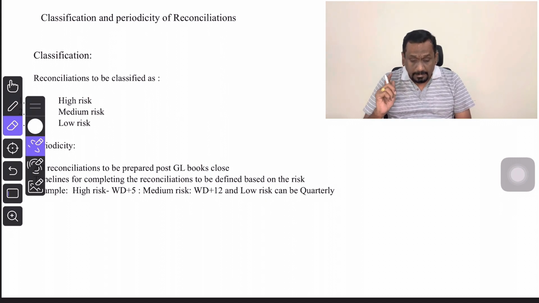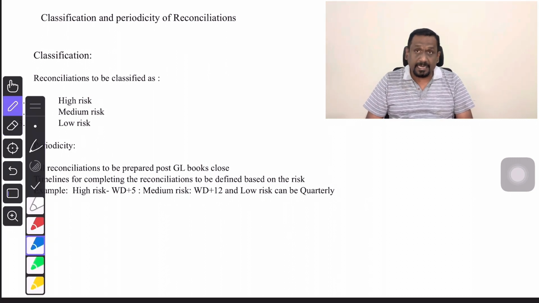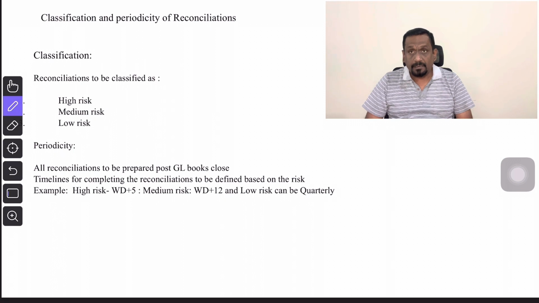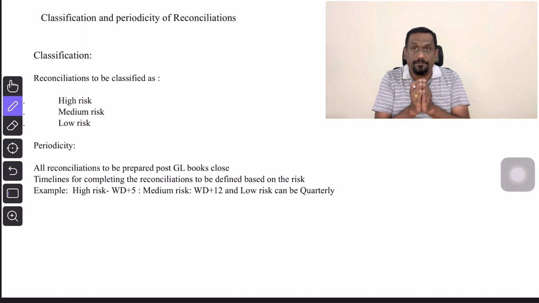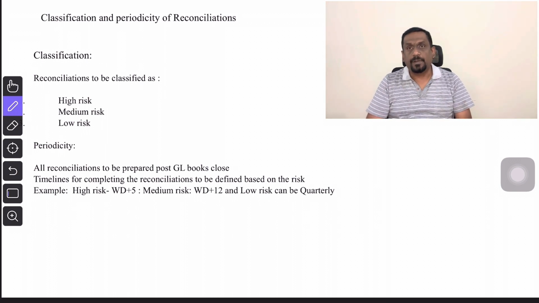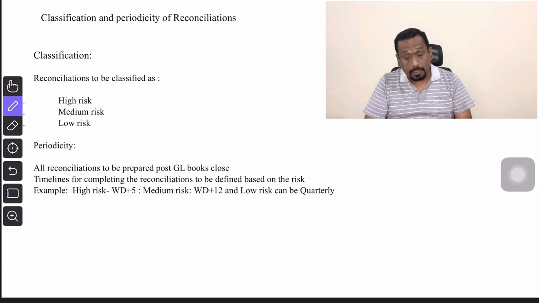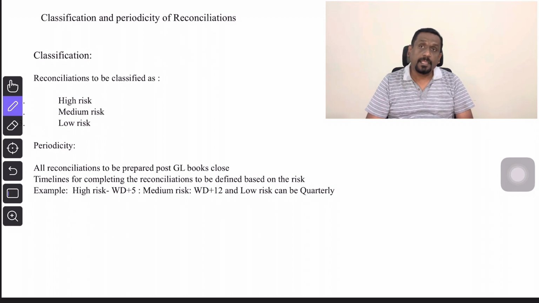Right? So your reconciliations' timelines will be decided completely based on the number of reconciliations to be completed in one particular day. If high risk reconciliations are very less, you can ask them to complete it on workday 5. If medium risk reconciliations are too many, then you can ask them to complete it on workday 12. If the low risk reconciliations are very less and the number of transactions are very less anyway, you can ask people to complete them on quarterly basis, right? This is how the periodicity will be decided.